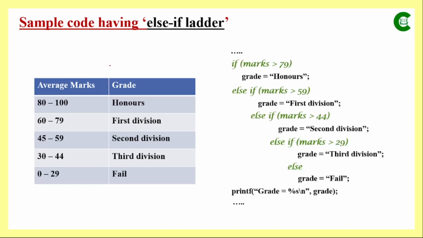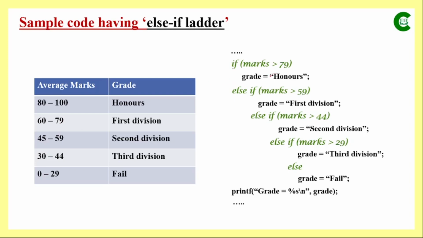So what we can see here is, first we are checking if the marks is greater than 79. Marks greater than 79 means it will be 80 onwards, and we will assume that the marks will not be more than 100. So when the marks is between 80 and 100, then the grade will be honors. If this condition is true, then the grade will be honors, and then we will come to the else part. Else means the marks which is between 0 to 79, that will come under the else part, right?